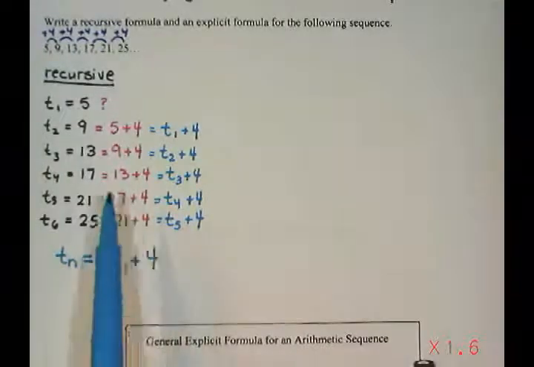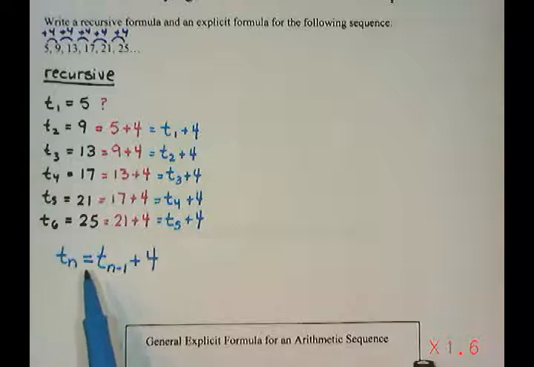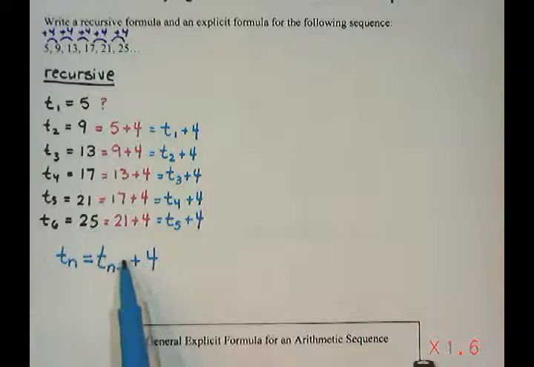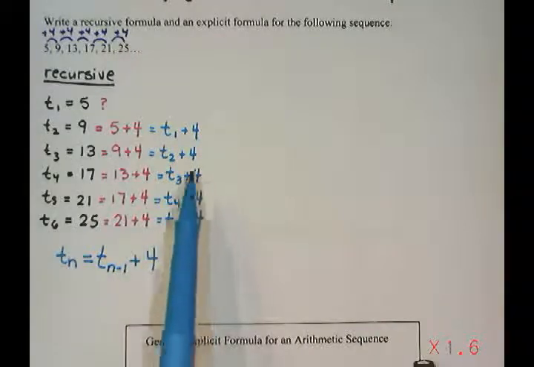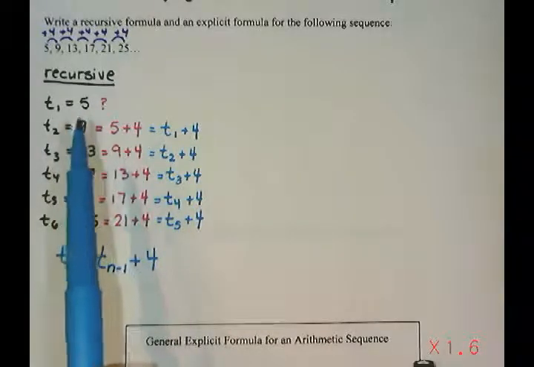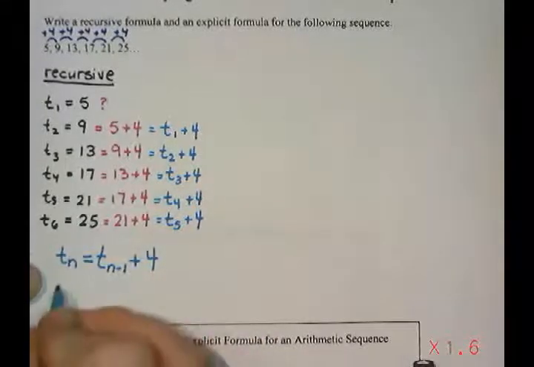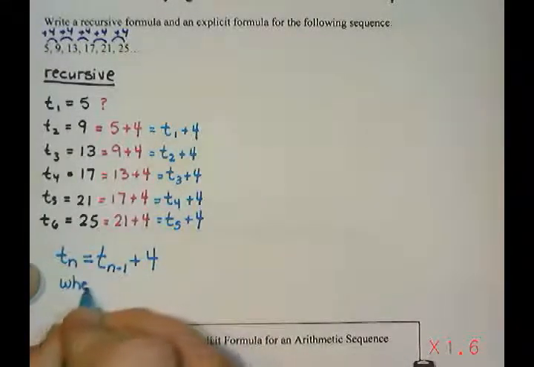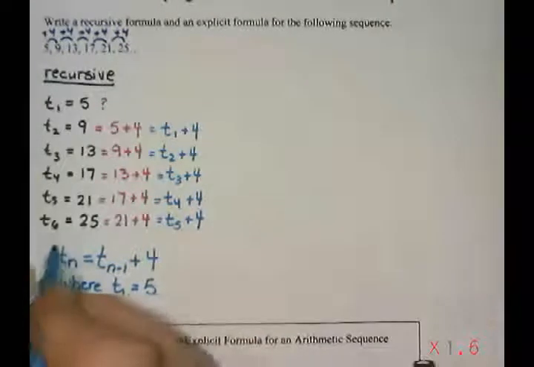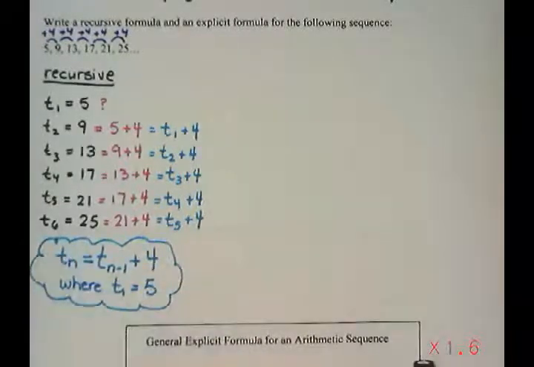So to calculate any term in our sequence, we would say term n, or say term 10, is term n minus 1, or 10 minus 1, which would be term 9 plus 4. Now this works for every single term here except for the very first one, and I don't really know where that came from. So we say that this formula works for everything except for term 1. So I say where term 1 equals 5. And that is the recursive formula for this sequence.